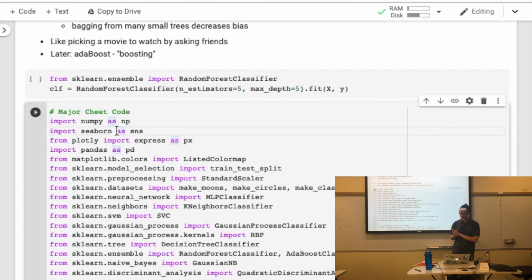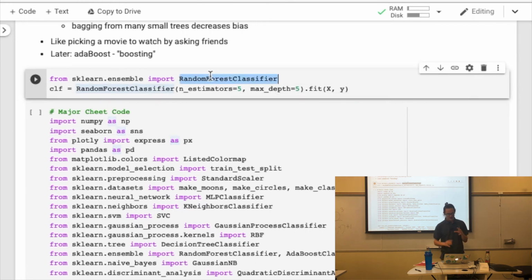I want to show you one thing that's kind of a major cheat code, and I like it, but it's just for fun. Just wanted to show you again with sklearn. It's just really easy. Instead of decision tree, you just do random forest classifier, and then you just do .fit just like before.